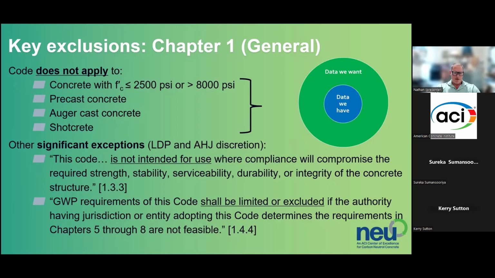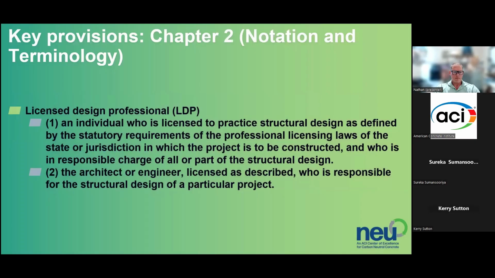And as I mentioned previously, the requirements of the code can be limited or excluded if the authority having jurisdiction or entity adopting the code determines requirements are not feasible. Chapter 2 defines some terms here. The licensed design professional is essentially the architect or engineer who's putting their license on this project and is responsible for determining or ensuring code compliance.